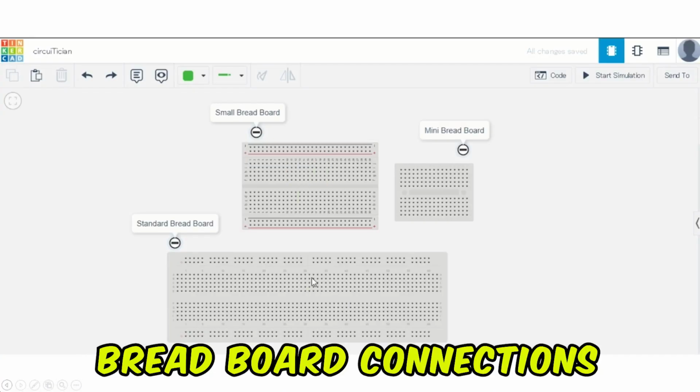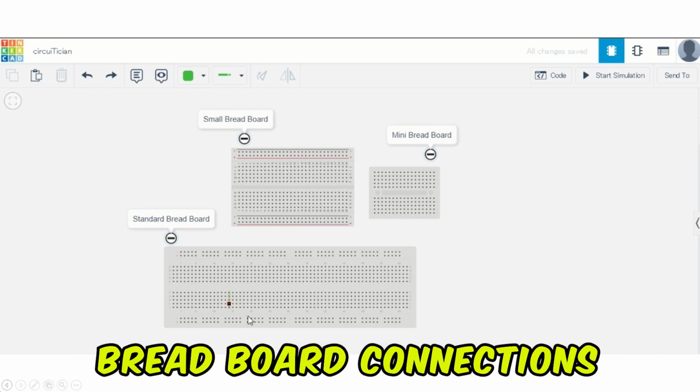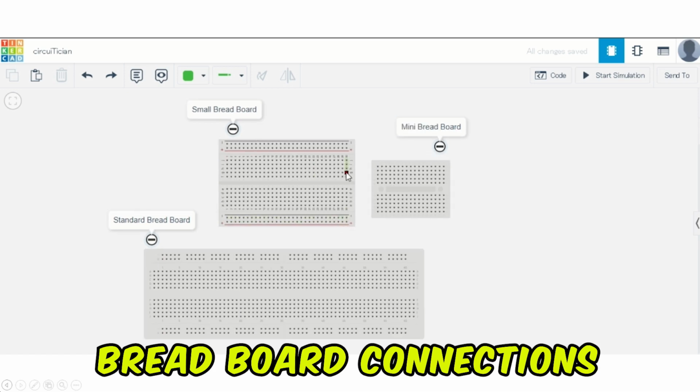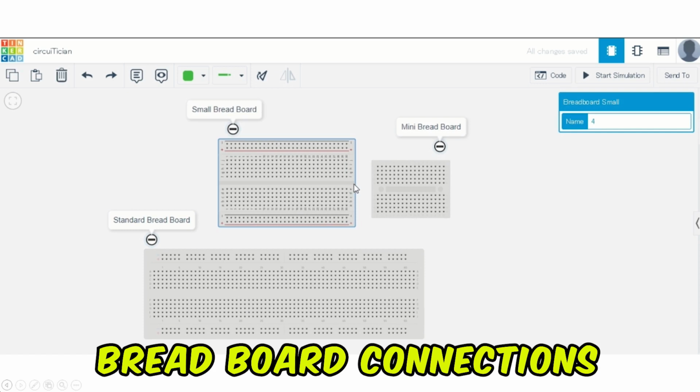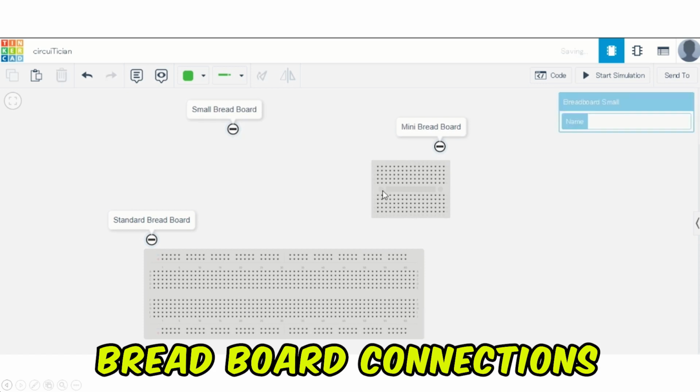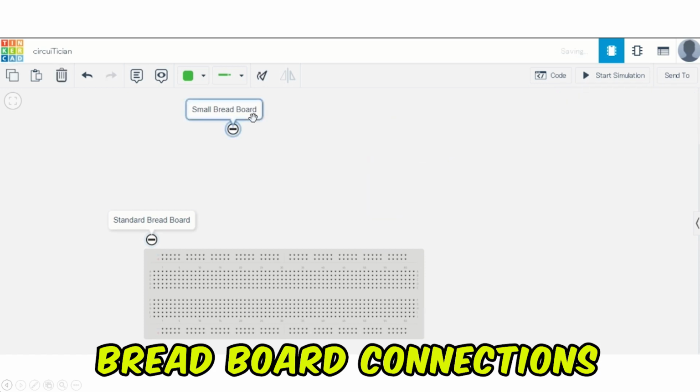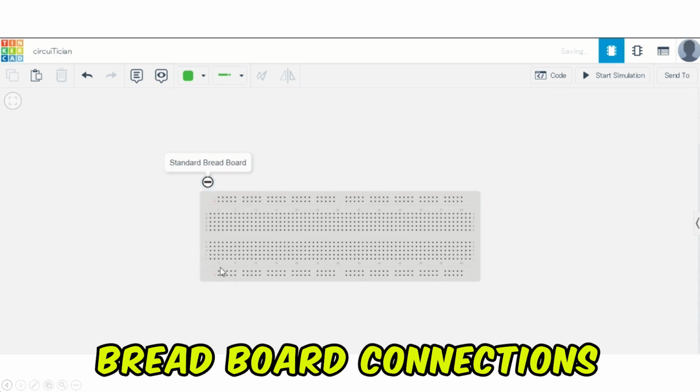So here are three breadboards: mini breadboard, small breadboard, and standard breadboard. But I would recommend you buy the standard breadboard, because if you buy the mini and the small breadboard, you will waste your money. Why am I recommending the standard breadboard? Because if you want to make a circuit along with the microcontroller, you can make the circuit on the standard breadboard. So don't buy the small and mini breadboard.